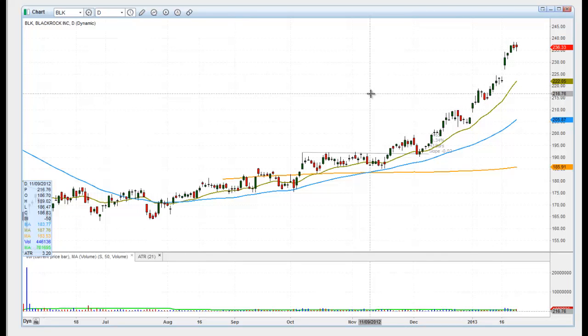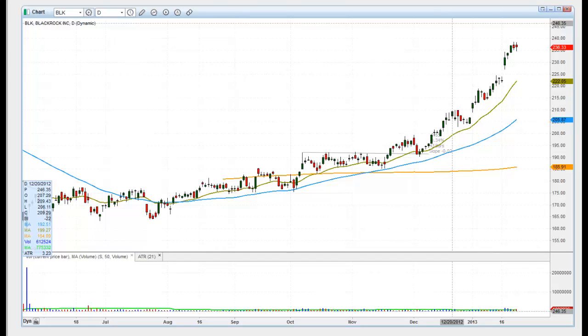So time to look to lock in gains if you're a swing trader. Definitely not time to buy if you do not own the stock. You simply have to wait for a new base to form here. Just way too far extended. Okay, next one.